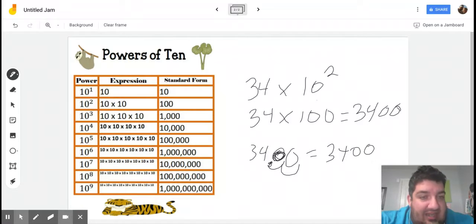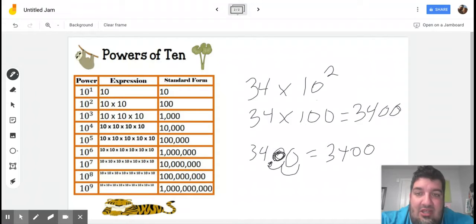And it's not just adding 2 zeros, because there's no such thing as just add 2 zeros. Adding 2 zeros, 34 plus 0, 0 is 34. So again, just working on that vocabulary. You're actually moving your decimal place 2 places to the right because you are multiplying by 100.